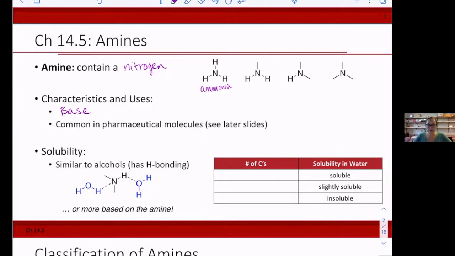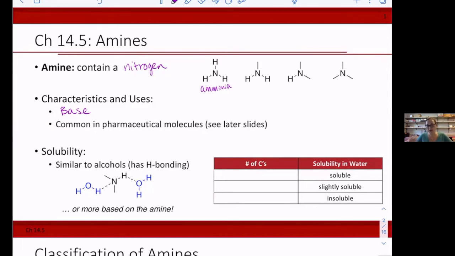Solubility is pretty similar to alcohols. It has hydrogen bonding interactions, and those interactions are going to be different based off of how many substituents are off of that nitrogen. This particular hydrogen bonding model that I'm showing you here is just specifically for this kind of amine. If you have more hydrogens on that nitrogen, then there's going to be different or more hydrogen bonding interactions there.